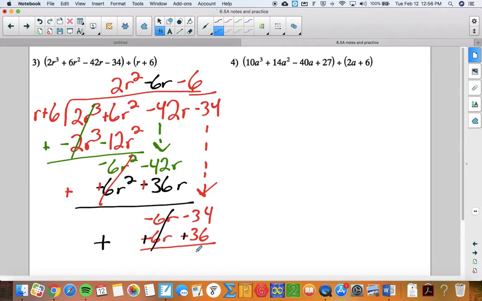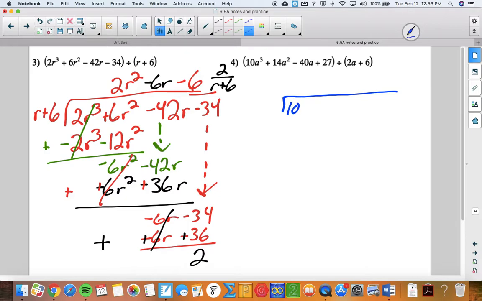And the 6r's are eliminated, and here we get a positive 2. Bring that up, that's your remainder, but put it over what you're dividing by. That's a pretty answer. Alrighty.